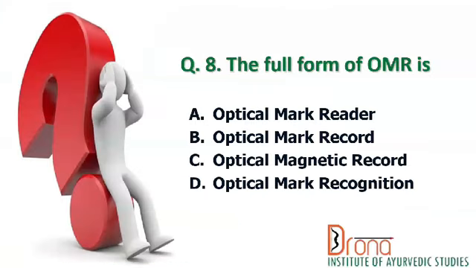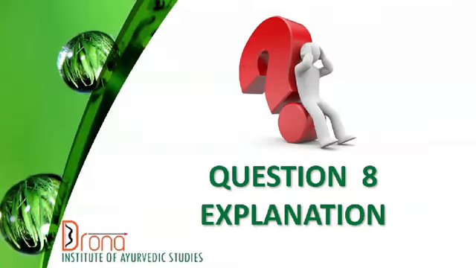So the question number 8. The full form of OMR is: A, optical mark reader; B, optical mark record; C, optical magnetic record; D, optical mark recognition. So the correct answer is D option, optical mark recognition.